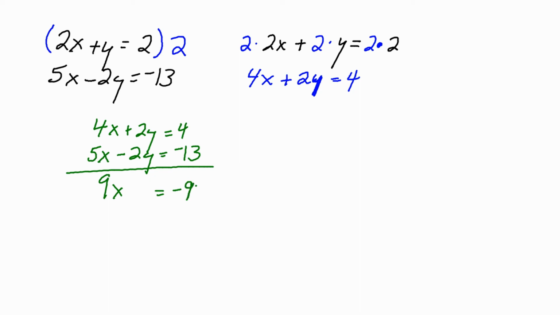By multiplying my top equation by 2, I ended up with the same number but different signs for my y, which eliminated y. Now I can divide both sides by 9, x equals -1.